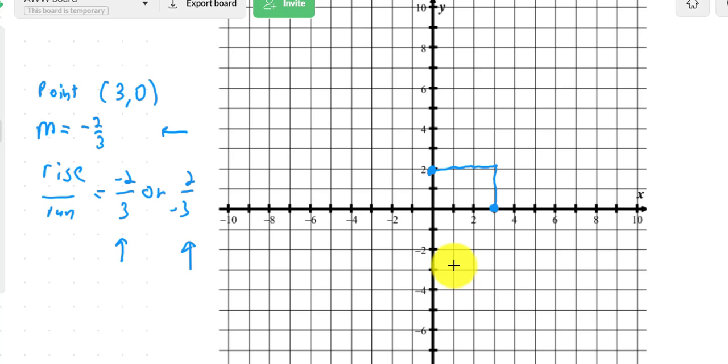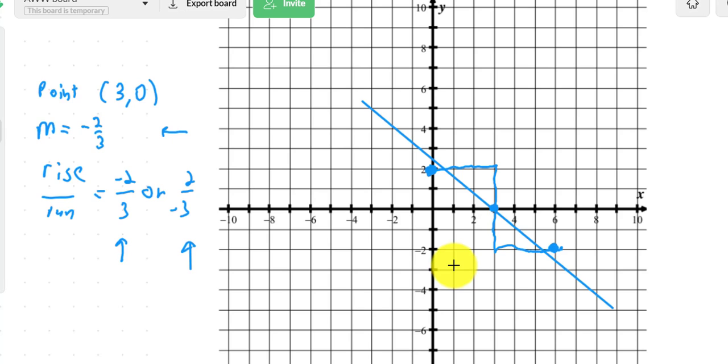You notice whether I go up 2 and over 3 or if I go down 1, 2, 1, 2, 3, I'm still on the same line, right? All of these points fall on the same line. Let's see if I can do a better job here of trying to connect this. That's not bad, right? And that's my line.